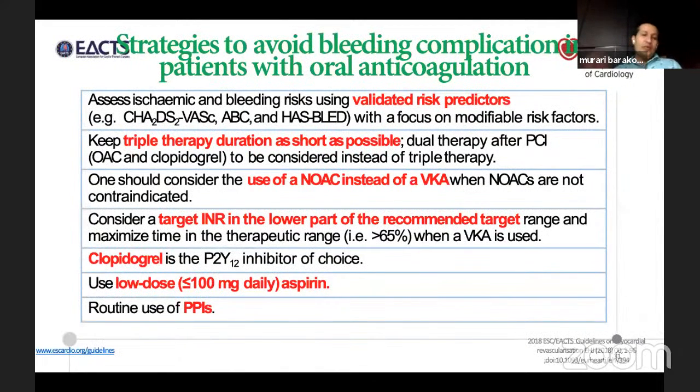So we must give aspirin at the lowest dose, less than 100. Clopidogrel should be used as the P2Y12 receptor inhibitor, and target INR in the lower range of 2 to 2.5 if we have to use VKA. And NOAC can be used, for example, in non-valvular AF, where it is better than VKA, and the duration of triple therapy should be as short as possible.